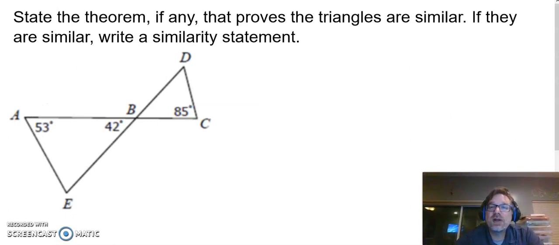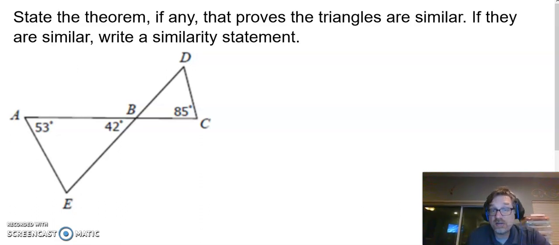All right, so let's try to figure out if these two triangles are similar. And if they are, we're going to write a similarity statement, and say the reason they are similar. When I'm looking at the triangle on the left, I'm taking my big fat hand and covering up the triangle on the right. So I'm only looking at triangle ABE, and I notice there's two angles. So I'm immediately thinking angle, angle.